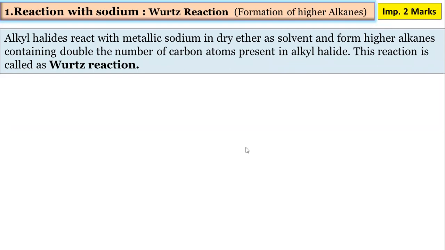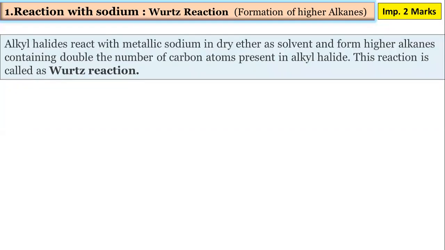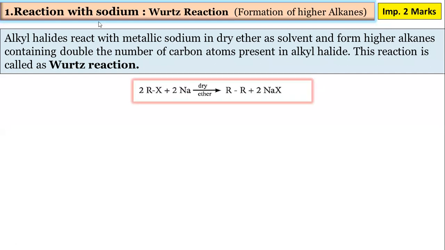When alkyl halides react with sodium metal in the presence of dry ether as the solvent, cross coupling and self coupling reactions take place. I will explain with the help of a reaction. One example, see here: 2 molecules of alkyl halide, 2 RX, plus 2 Na, gives R-R. Coupling takes place and we get 2 NaX. The X is removed and coupling takes place.